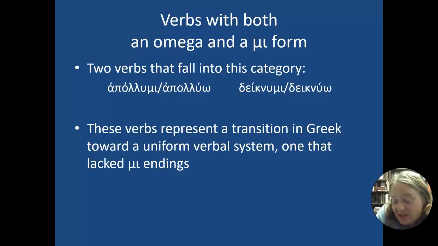But chapter 29 is basically the same thing as chapter 8, just with this additional idea that some verbs are going back and forth between the two forms, the omega form that you learned originally and the mi form.